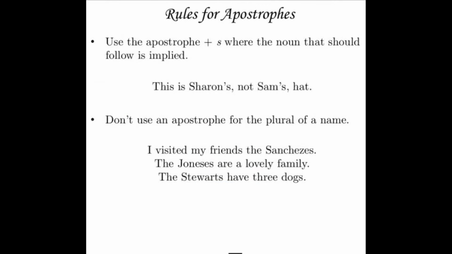Use the apostrophe plus S construction where the noun that should follow is implied. So, for example, we say, this is Sharon's, not Sam's, hat. Well, we don't say, this is Sharon's hat, not Sam's hat, although that's perfectly grammatical. Frankly, sometimes in English we're lazy, and so we just say, this is Sharon's, not Sam's, hat. And they both modify hat, so you can use the apostrophe S construction just as you normally would for that situation.